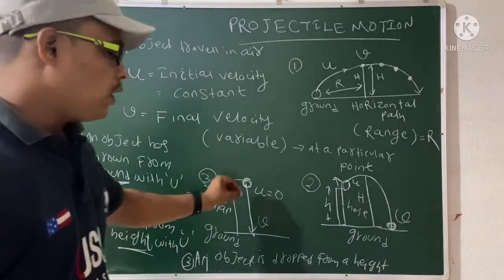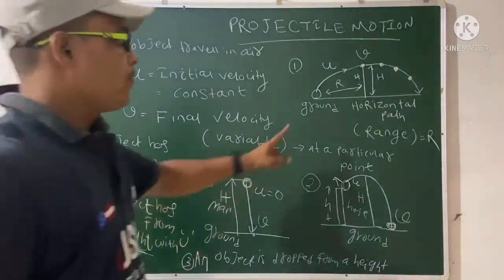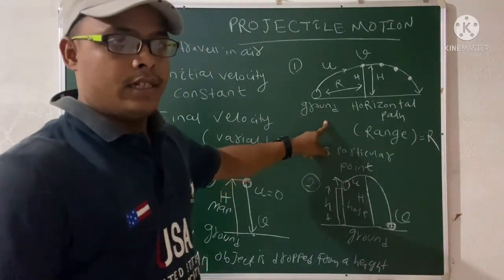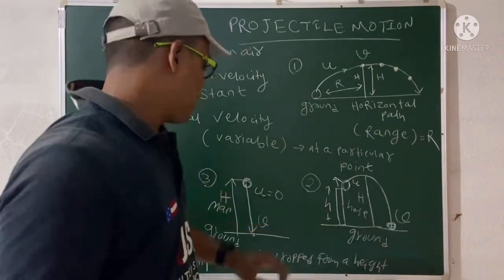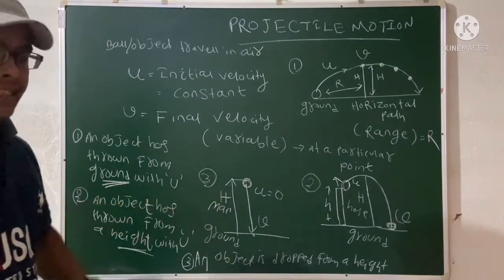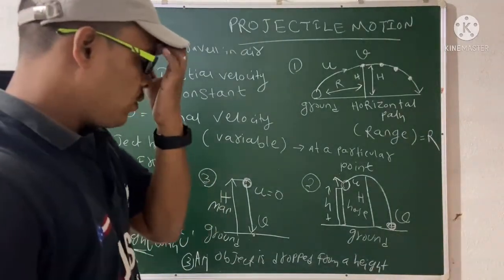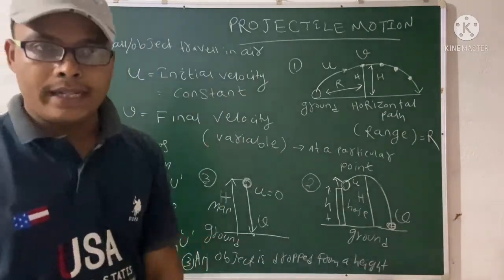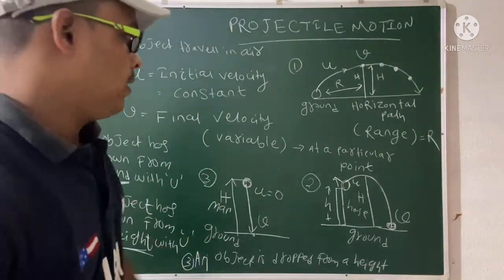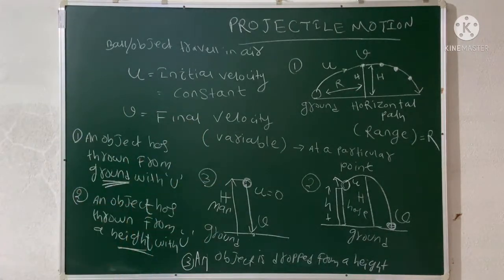In the third case, the ball is dropped from a height. So remember, here the initial height is 0, here the initial height is h, and here the initial height is also h. So remember, initial velocity, final velocity, initial height, final height. These are all differences. So this is the projectile motion.